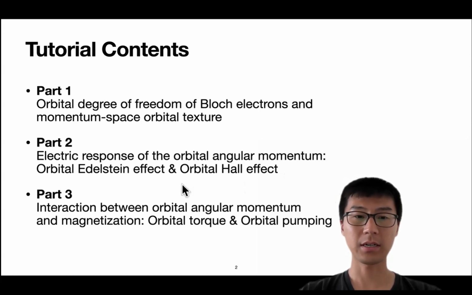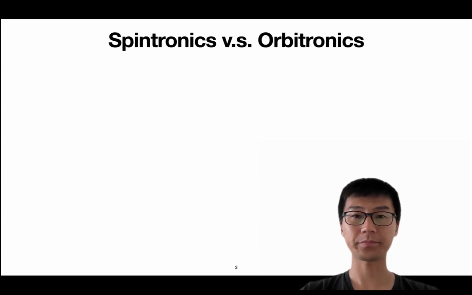In the third part, this is more relevant to the application on the spintronic side, and this is about the interaction between orbital angular momentum and magnetization. So I will explain how orbital angular momentum can excite magnetization dynamics by exerting a torque called orbital torque, and how the magnetization dynamics can result in orbital angular momentum in non-equilibrium. So torque and pumping are reciprocal effects of each other. So the first part, let's begin the first part on the degree of freedom of orbital.